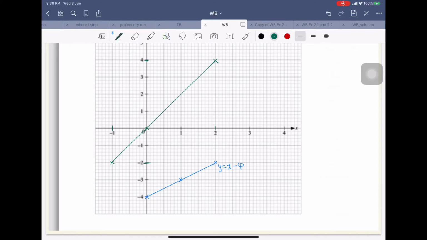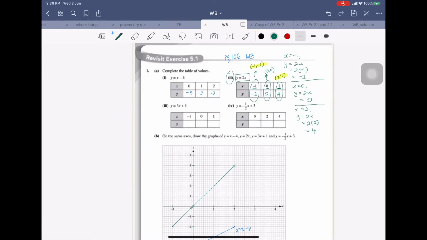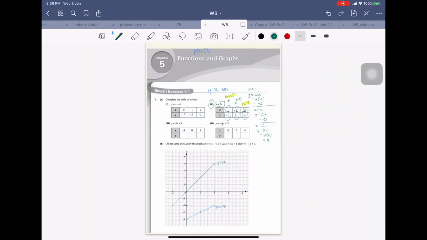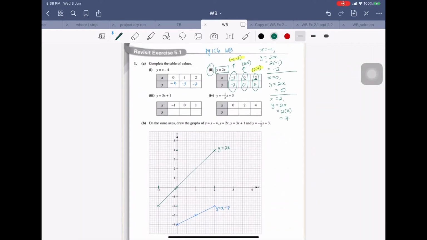And don't forget to label the equation: y equals 2x. So I'm done with part 2. If you are okay, you continue with part 3, part 4. If not, you continue to watch the video for part 3, part 4.